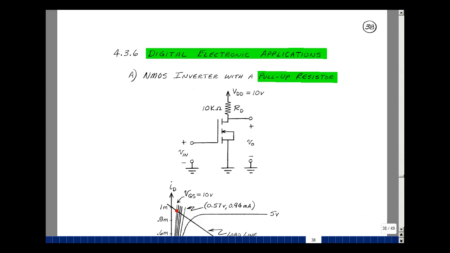This lesson deals with MOSFET inverters. You can find these notes in the ECE302 ebook in Chapter 4, starting on page 38. Suppose we take an NMOS transistor and hook up a resistor and a power supply and do our basic inverter like we did for the BJT.